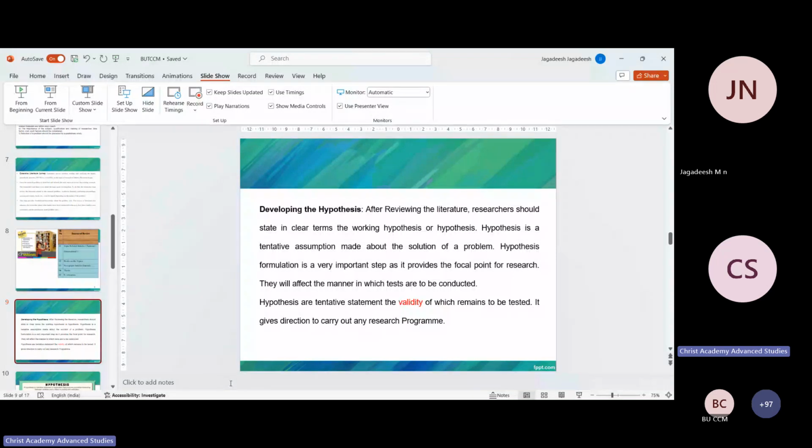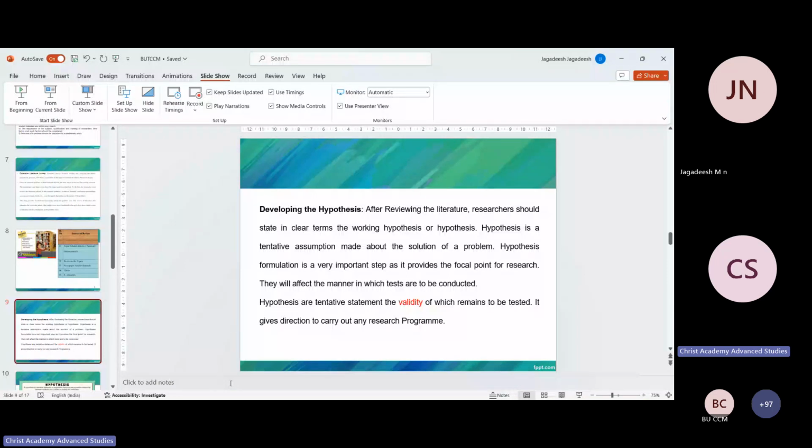So with that logic, two kinds of hypothesis are framed. Null hypothesis: there is no significant relationship between family income and expenditure. Alternative hypothesis: there is a significant relationship between family income and expenditure.